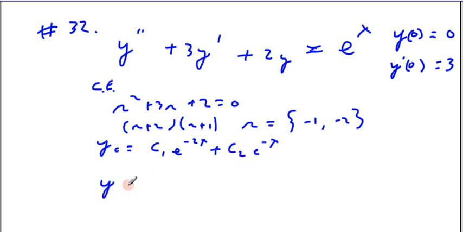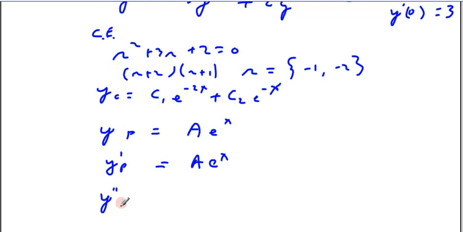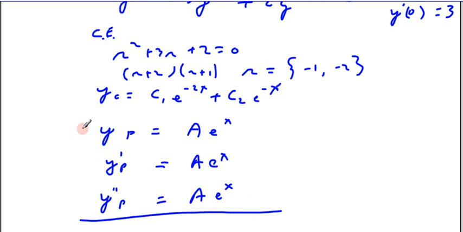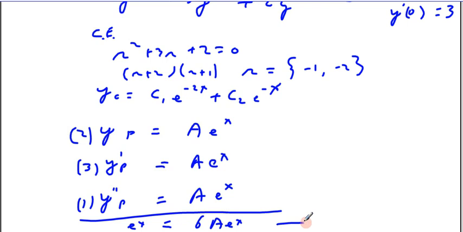Okay. Y sub p is equal to A e to the x, because that's all it needs to be. Y sub p prime is A e to the x. Y sub p double prime, A e to the x. Okay, I want 2 of those, I want 3 of these, I want 1 of those. So that's 6 A e to the x, clearly implying that A is equal to 1/6.